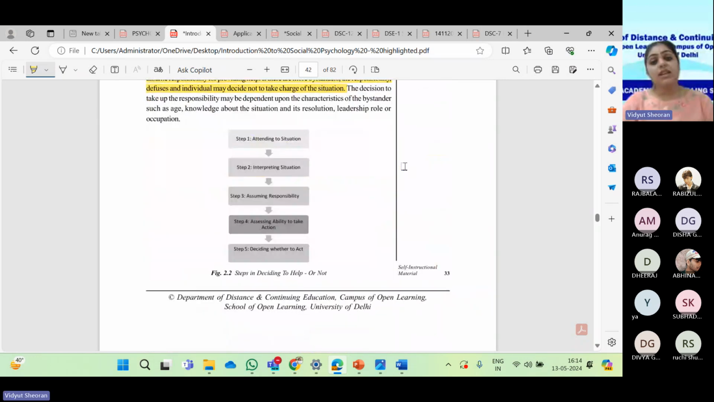First is attending to the situation. There are 5 stages. The next stage is interpreting the situation. The third stage is assuming responsibility. Fourth is assessing the ability to take action. And the 5th stage is deciding whether to act. Let us see these stages in a little bit of detail.